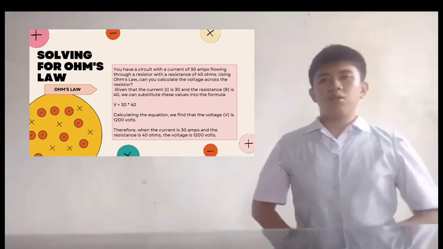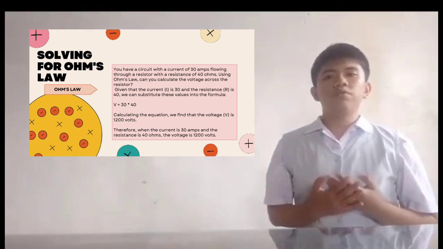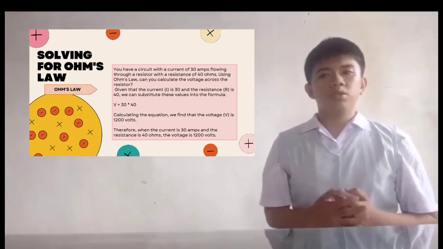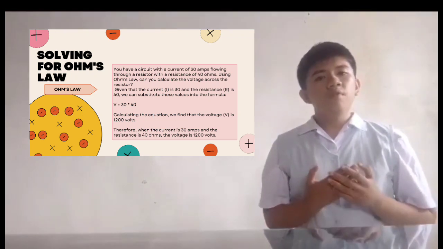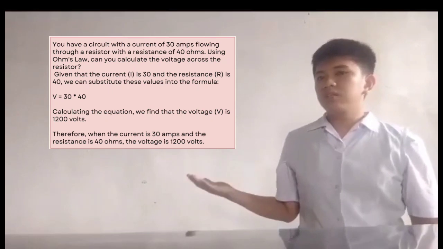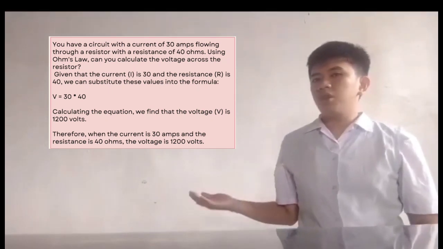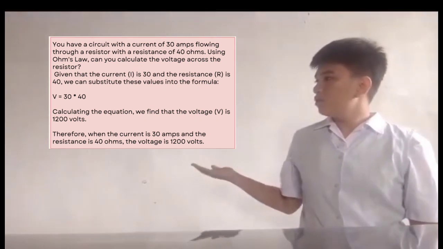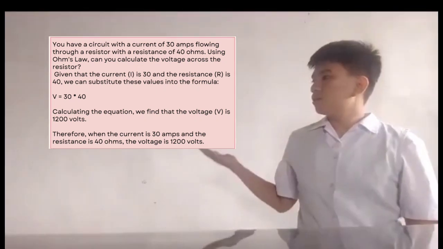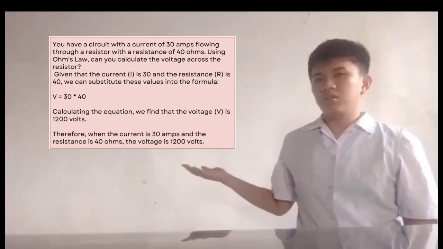You have a circuit with a current of 30 amperes flowing through a resistor with a resistance of 40 ohms. Using Ohm's law, can you calculate the voltage across the resistor? Given that the current is 30 and the resistance is 40, we can substitute these values into the formula. The formula is voltage equals current times resistance.